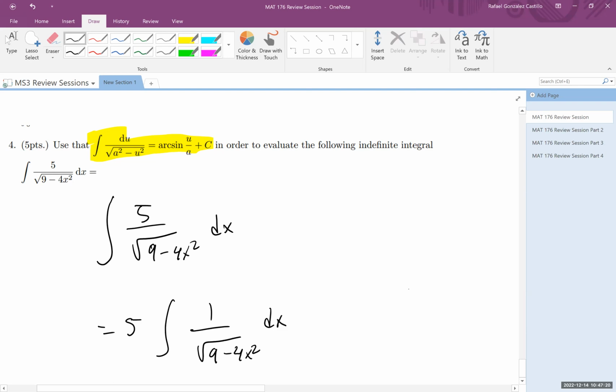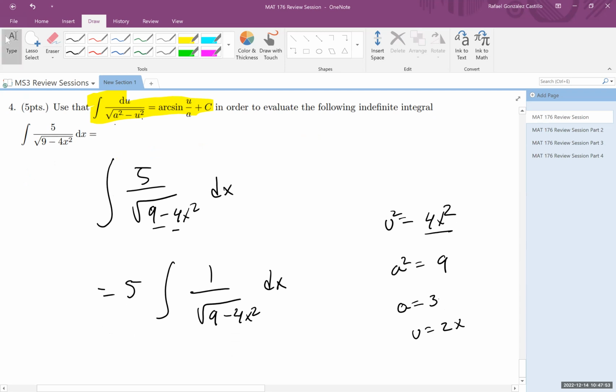Here you could let u squared be equal to 4x squared, and you could let a squared be equal to 9. I'm giving the answers before I even do it. You could let u squared be equal to 4x squared and a squared be equal to 9, because this has to be of the form a squared minus u squared. And that also forces a to be 3 and u to be 2x.